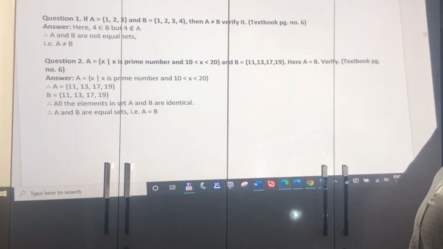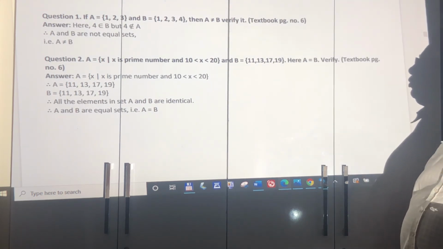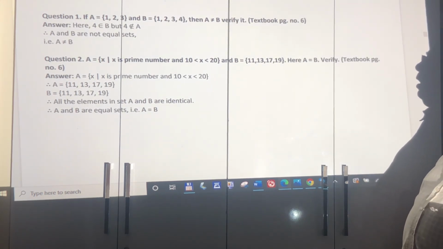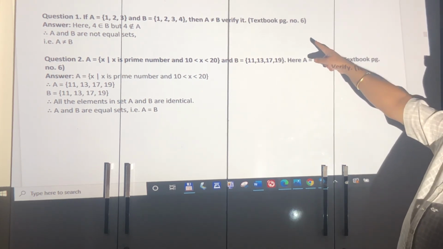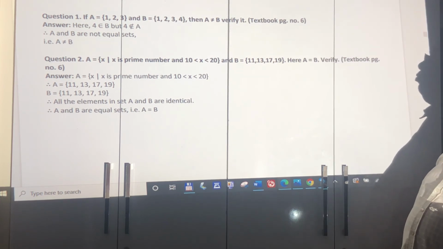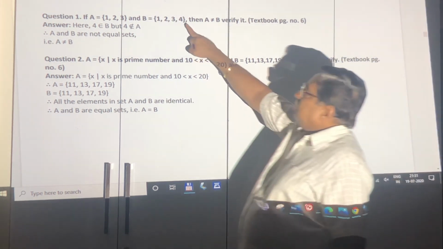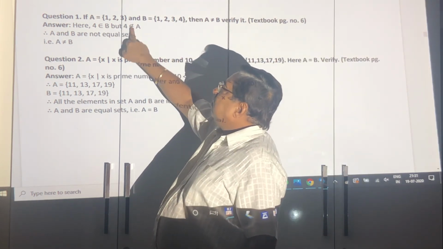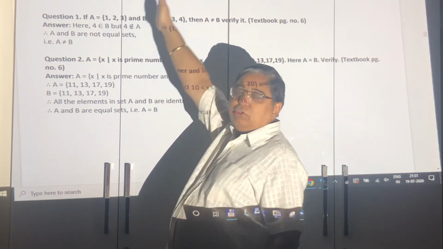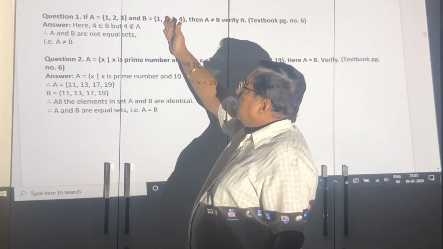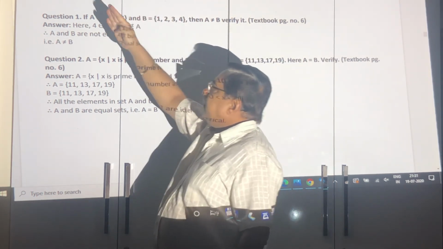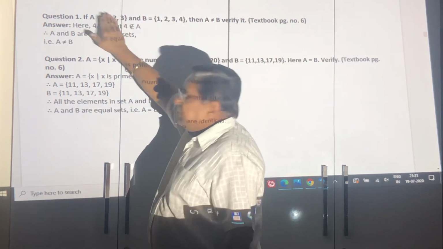Okay. And question 1. A is 1, 2, 3 and B is 1, 2, 3, 4. This is on page 6 of your textbook, to remind you my friends. Set A and set B are not equal, verify. First, 4 belongs to B. You see here? But 4 does not belong to A. So it is not an equal set. All members of B are not present in A. Sorry, A is present in B, but B is not present in A.